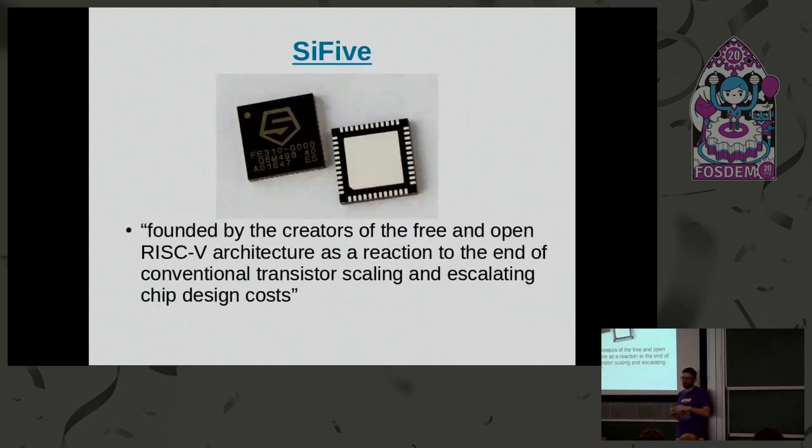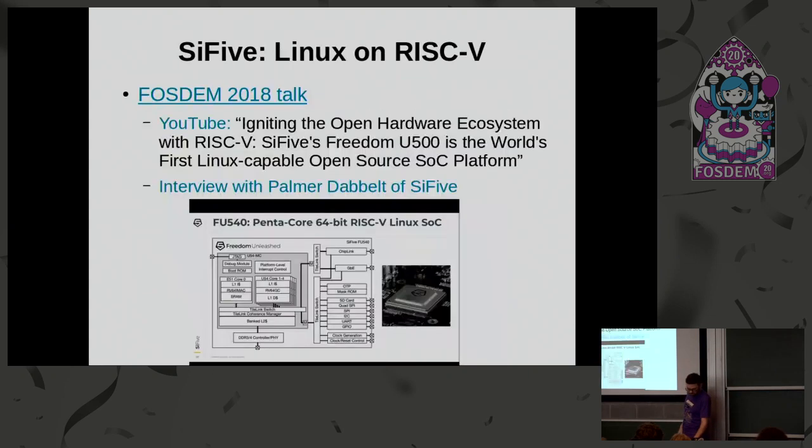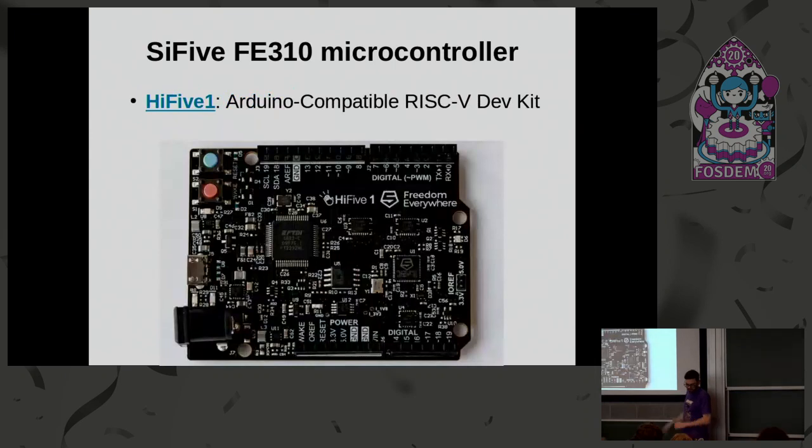Some of the people at Berkeley that created the RISC-V ISA originally went on to start a company called SiFive, which some of you might have heard of. I think it was maybe 2 or 3 years ago now, they launched this microcontroller called the FE310. This is an Arduino form factor board that has the FE310 in it. So this is nice.